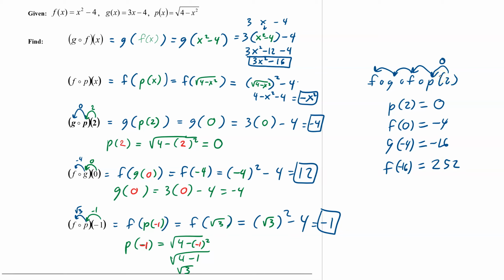We plugged 2 into p, which was 0, which we plugged into f, which was negative 4, which we plugged into g, which was negative 16, and then it outputted 252. So you're just working your way back through your composite functions. Now, if any of these numbers are wrong, you can fix them. It's not one of our examples, it's just the idea. I did that really quickly.